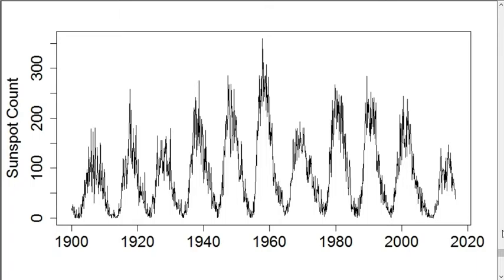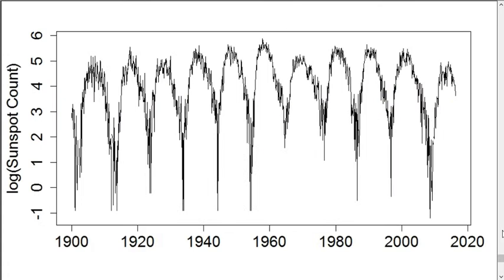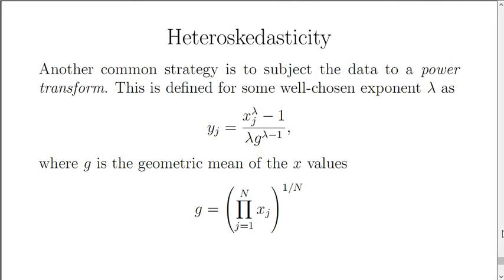If, however, I compute the logarithm of the sunspot counts, I'll get a transformed time series, but it won't solve the problem, it'll just reverse it. So what happens is that there's greater variance when sunspot counts are low than when they're high. Well, if log transforming doesn't do the trick, and there's some way we can essentially eliminate the time changes of variance, the heteroskedasticity, there is a common strategy, and that's to subject the data to a power transform.